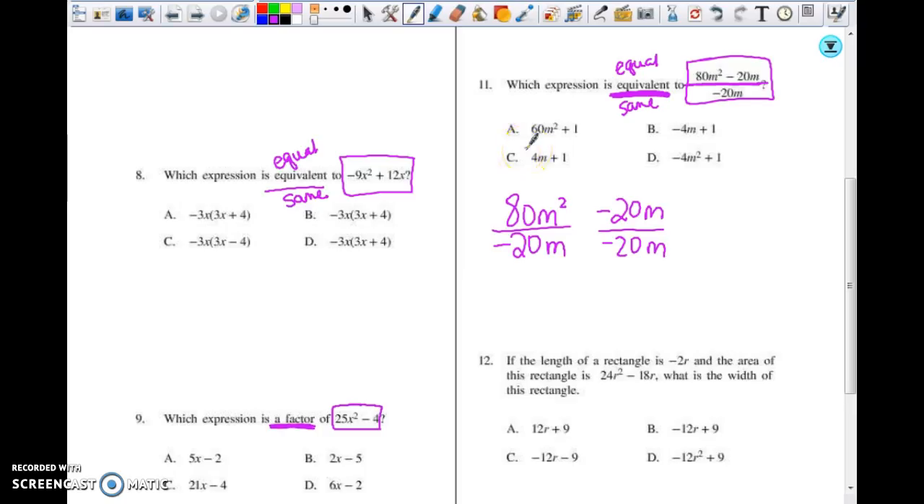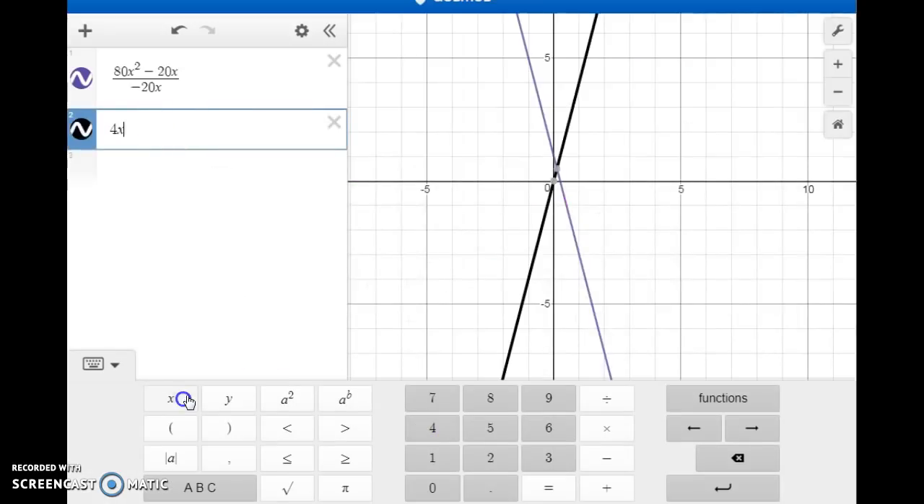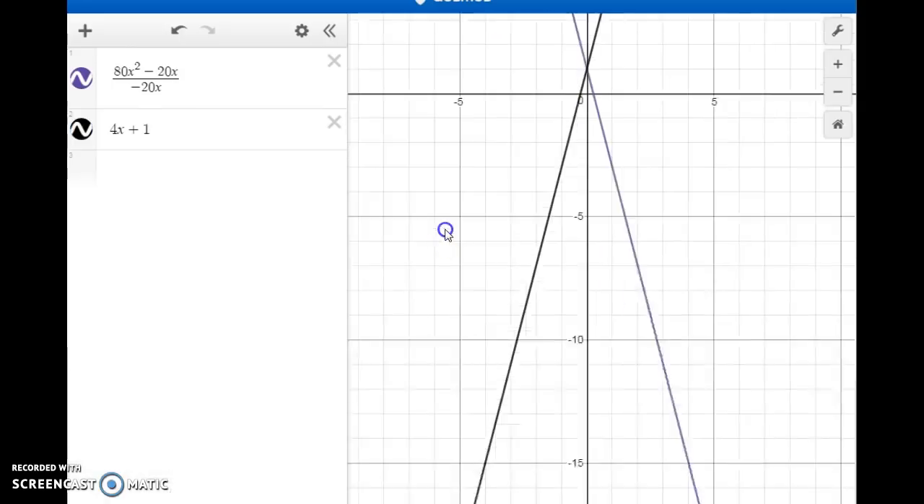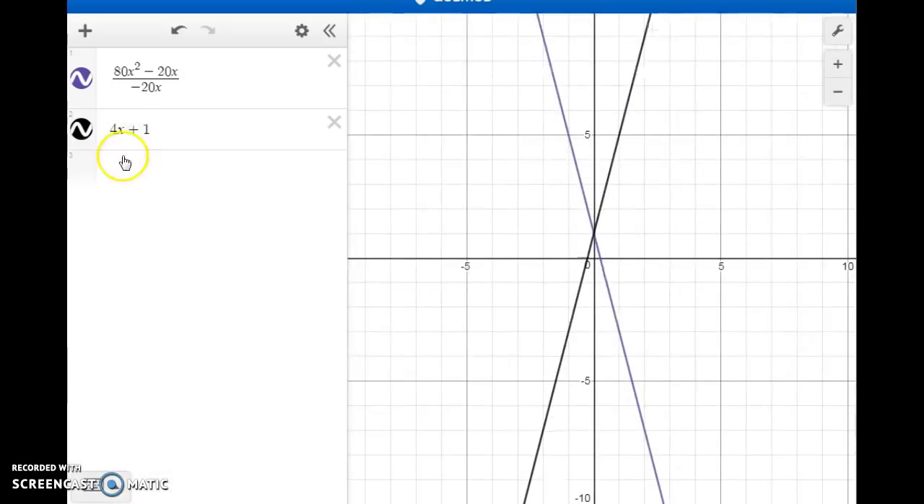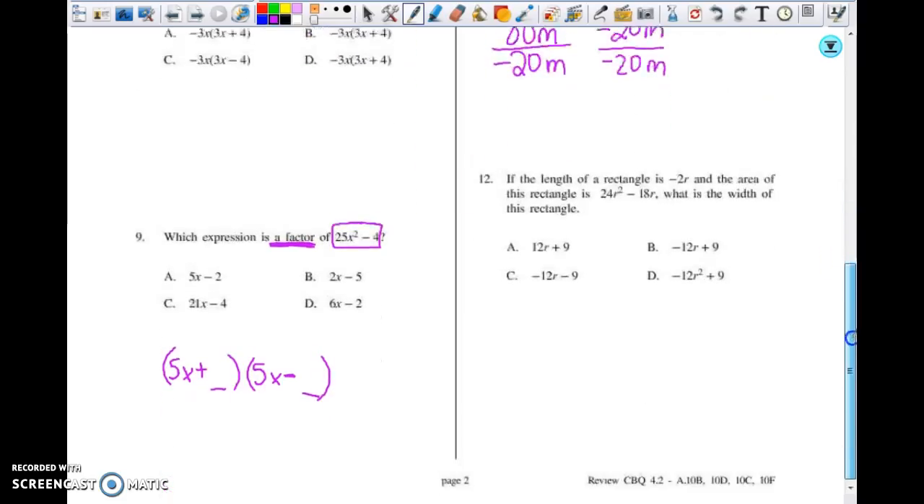So if I typed in 4n plus 1, I'll try C. 4x plus 1. Are those equal? Are those the same? No, so that didn't work. So that's all you would do for that one if you're doing it by the calculator.